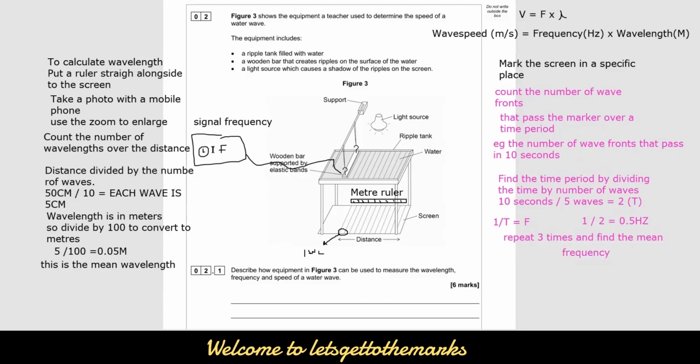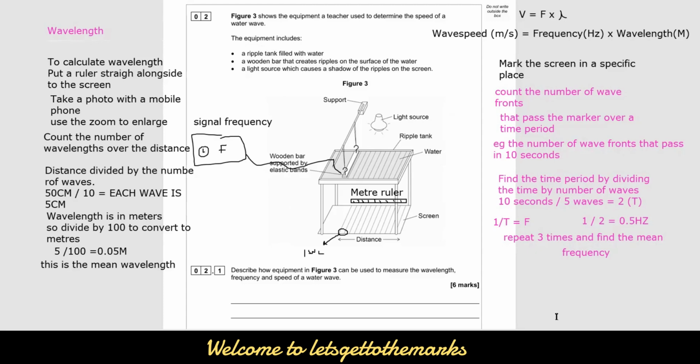Right, now we've done how to find wavelength. Personally, if they ask me how would you calculate wave speed, I think that's enough to get 6 marks: just say times the frequency by the wavelength, and that gives you the wave speed. So if you want to find the wave speed, go frequency times wavelength.